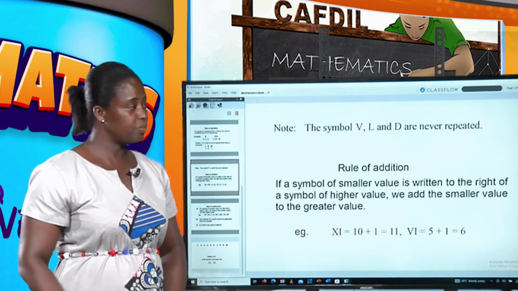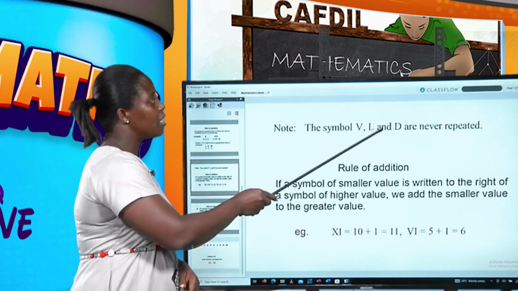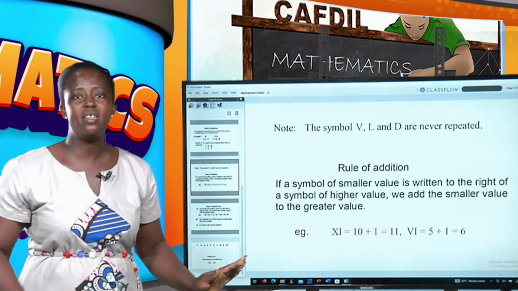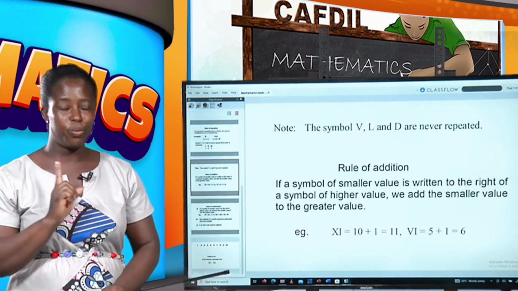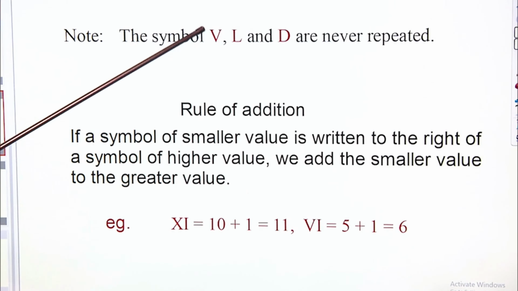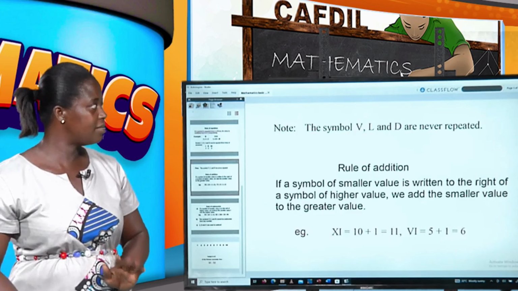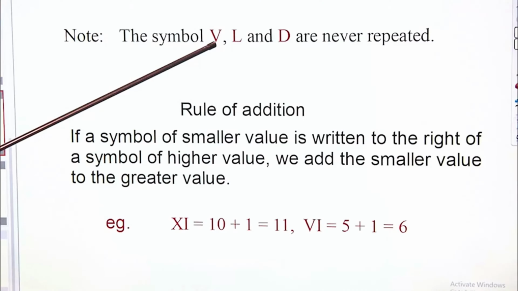And also, the symbols V, L, and D are never repeated. It's a no-no. If you have V, L, and D, you can't repeat them. V stands for 5. You can't say that you want to write 10, so it's going to be VV. No. We don't repeat these symbols: V, L, and D.